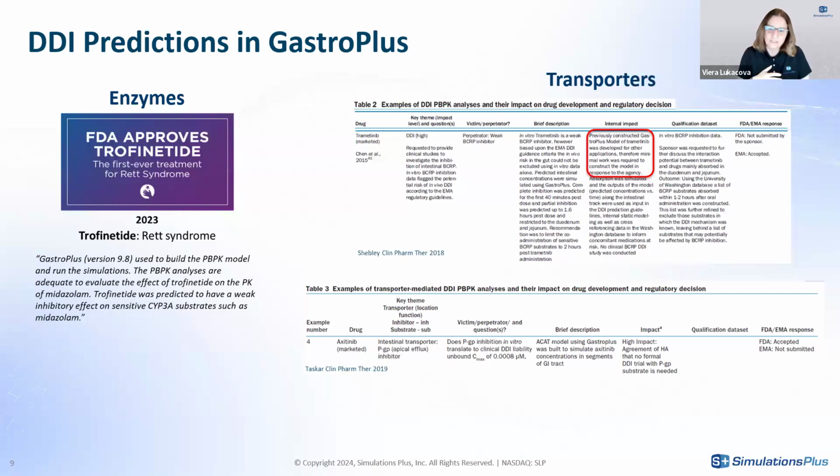This is where there is still a bit of uncertainty, but the transporters are utilized. And we will have another seminar specific to the transporters, where you will learn more about the models that are available and how we validated them. So I don't want to spend too much time on that. But these are just a couple of examples from publications where the companies highlighted the use of GastroPlus in predicting the transporter-mediated DDIs as well, and how it was viewed by the regulatory agencies.